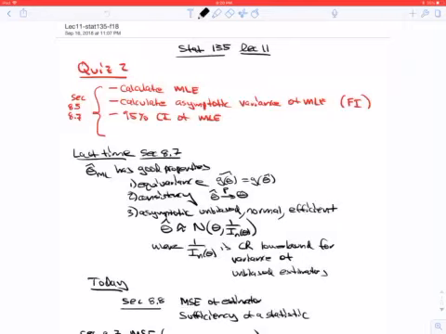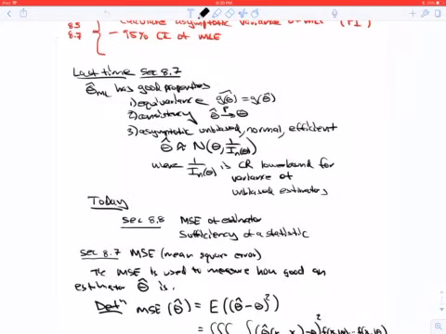On Friday, you have a quiz where you'll be asked to calculate an MLE, calculate an asymptotic variance of an MLE, and also find a 95% CI of an MLE.